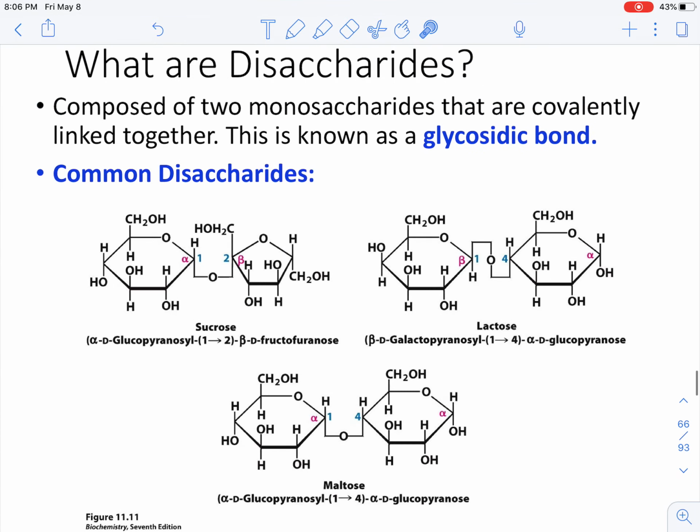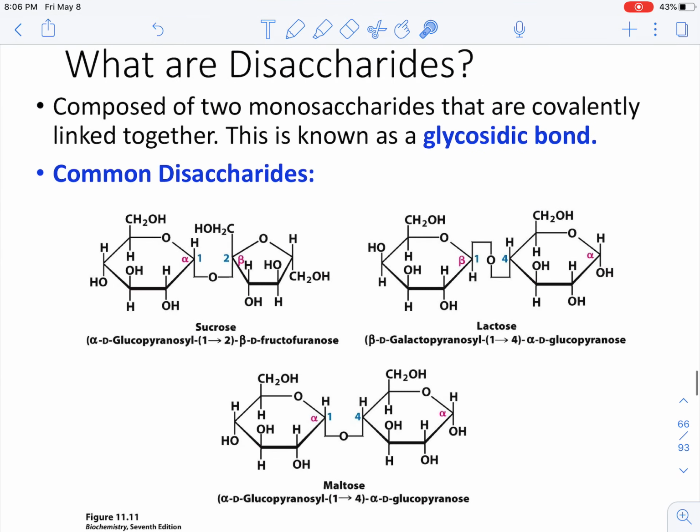And so looking at the structure of sucrose or table sugar, here we have a glucose molecule, and here we have a fructose molecule. And so once a glycosidic bond is formed between them, you have this disaccharide called sucrose. Okay.